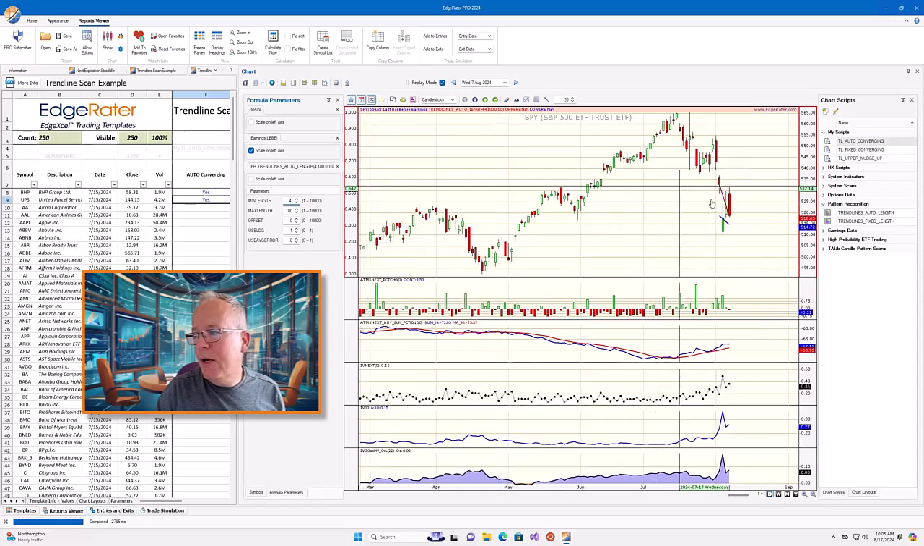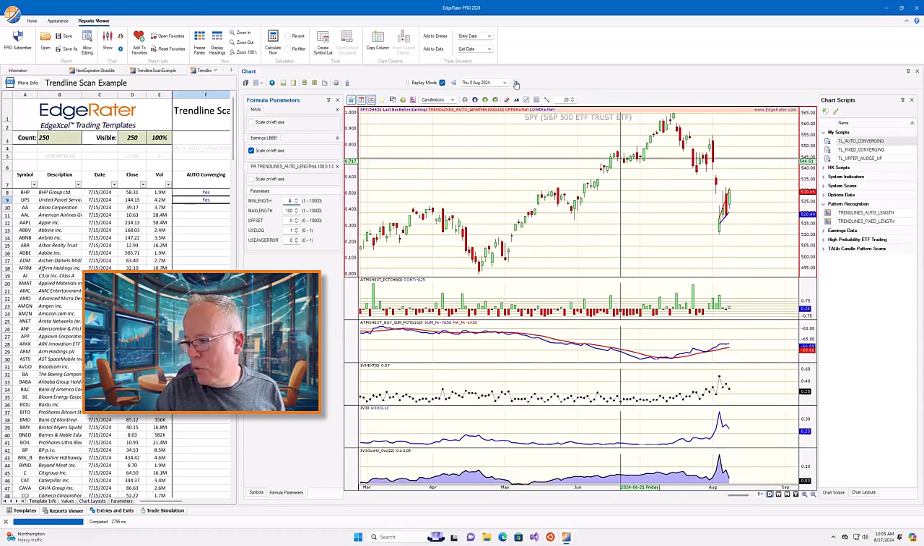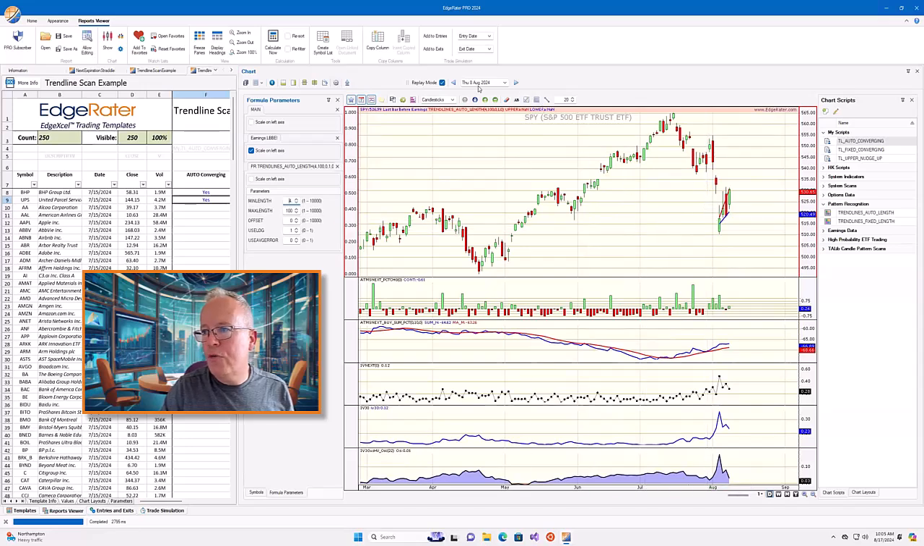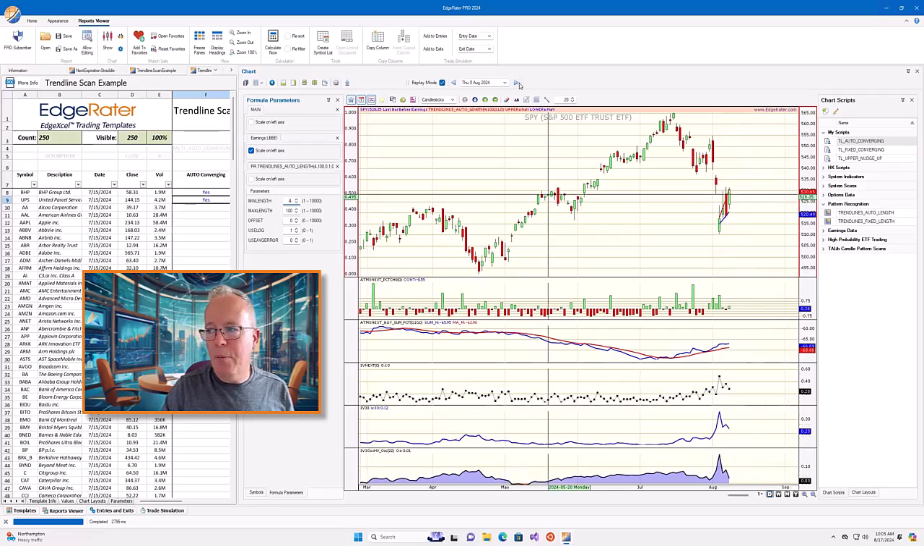around here. So here's SPY on August the 7th. And on August the 8th, it's already changed from being a down, both upper and lower lines being down, to both upper and lower lines being up. You're welcome.